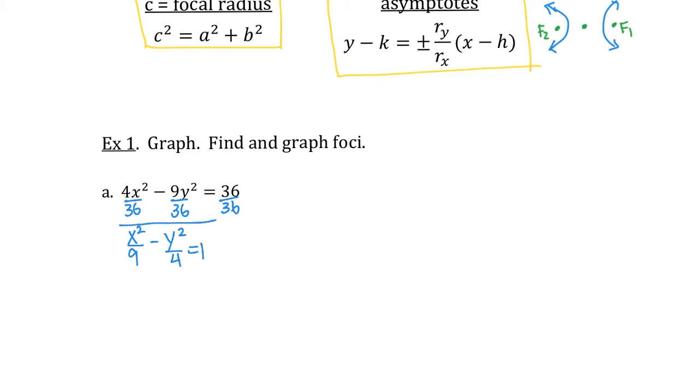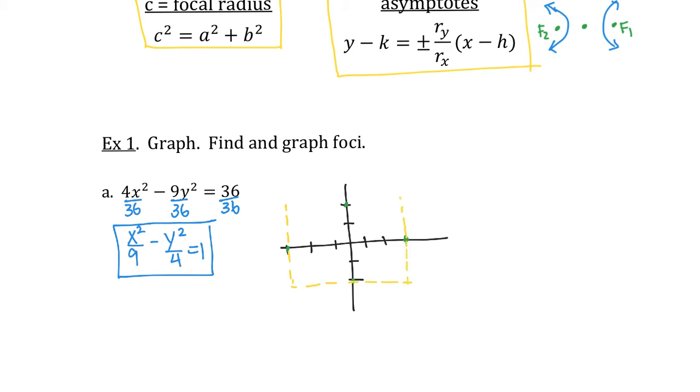Okay, this is standard form. From here I can see that the center is 0, 0. The x radius is 3 and the y radius is 2. So I'm going to go ahead and draw the graph. Okay, center 0, 0, x radius 3, 3, y radius 2, 2. I'm going to use the box to help me get my asymptotes looking nice. I'm going to find the asymptotes too. Okay, now my asymptotes go through the corners of this rectangle.